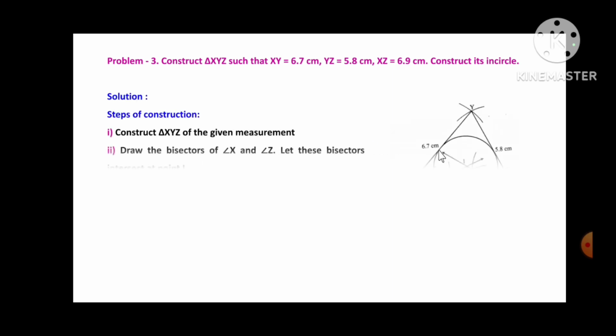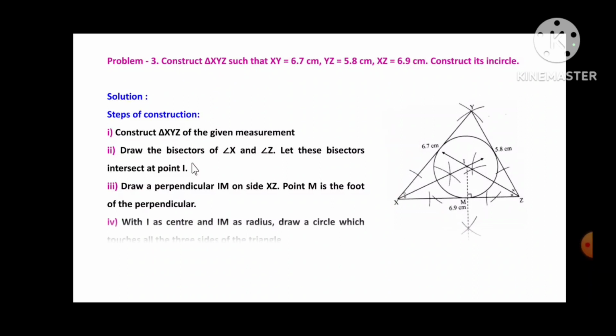Problem 3. Construct triangle XYZ such that XY is 6.7 cm, YZ is 5.8 cm and XZ is 6.9 cm. Construct its incircle. Friends, here we have to construct this triangle XYZ with the given measurements. We have to draw the incircle, so we have to bisect two angles. Let angle X and angle Z be bisected, and these bisectors meet at point I. Draw IM perpendicular to XZ. M is the foot of this perpendicular. With I as the center and IM as the radius, draw the incircle which touches three sides, indicating that it is the incircle of the given triangle.